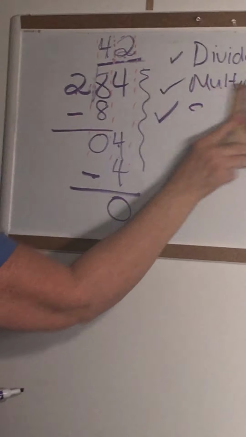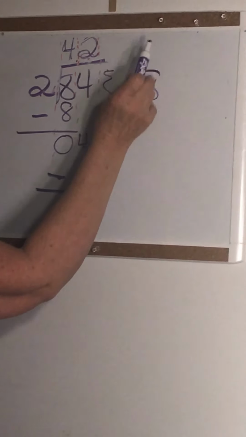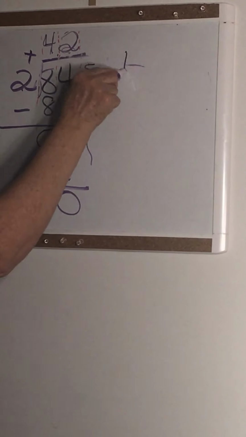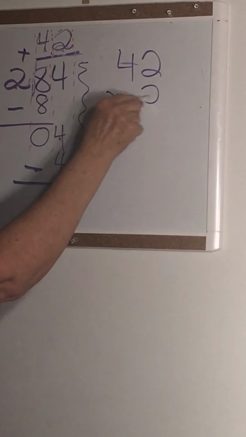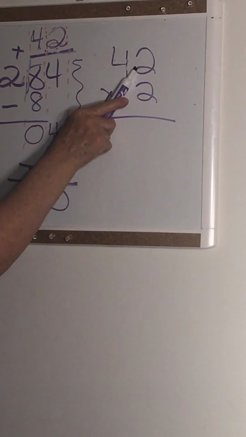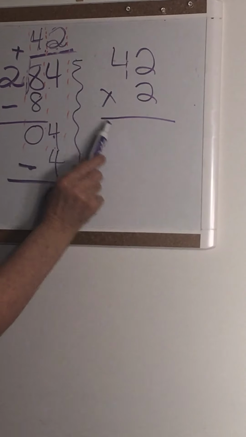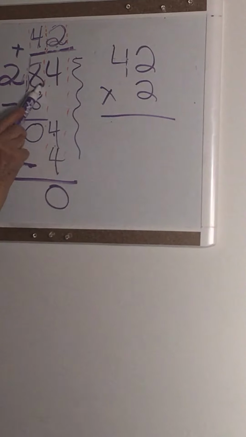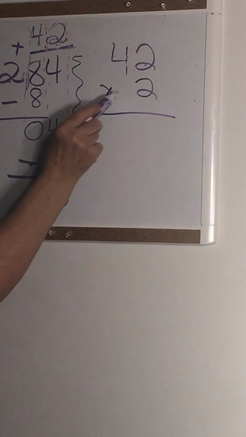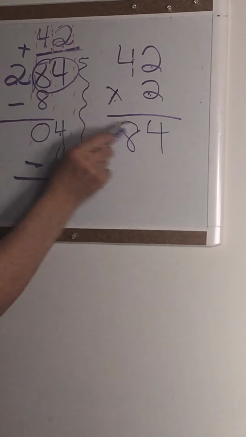How could I check it? I'm checking it by taking these two and multiplying. 42 times 2, and I should get 84. So I'm taking the quotient times the divisor, and looking to see if the dividend, which is this number, is 84. 2 times 2 equals 4. 4 times 2 equals 8. They match, so it's checked.